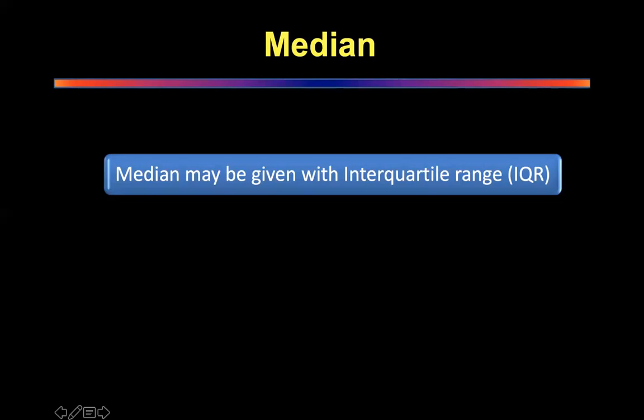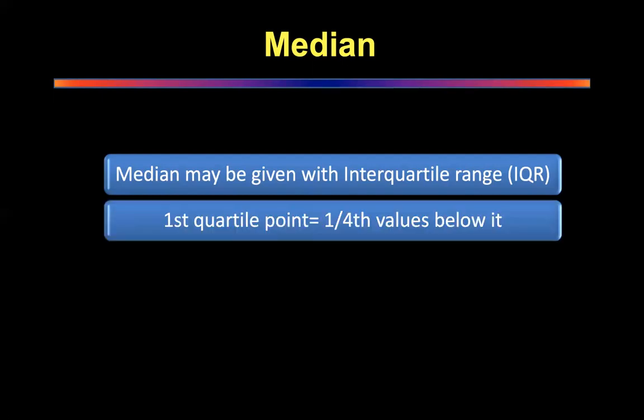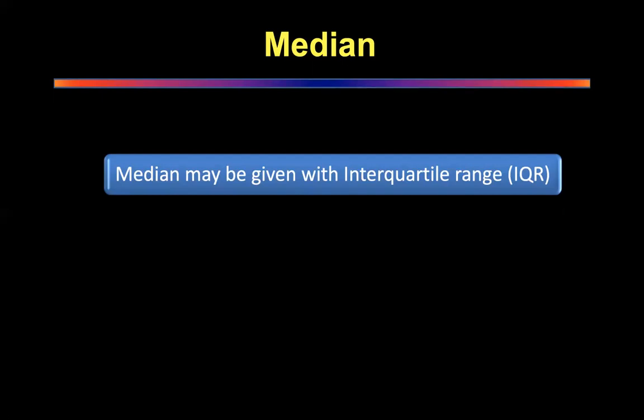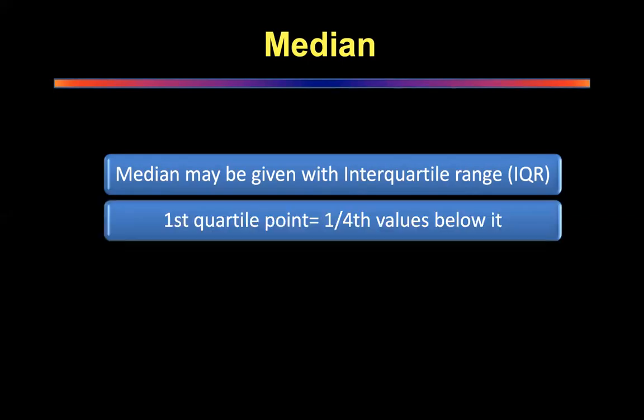So the median may be given with an interquartile range. It's very important to understand interquartile range, which means that the values are divided into 4 quarters. The first quartile is a point where 1/4 of the values are below it. So when you've got 100 values, if 75 is the point, then 25% are below it. So that is the first quartile.